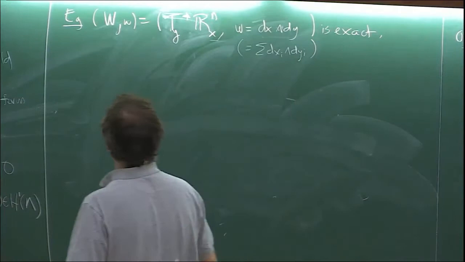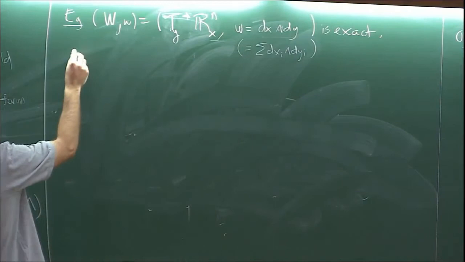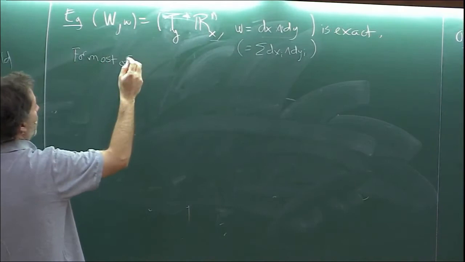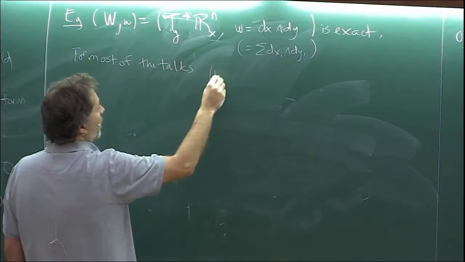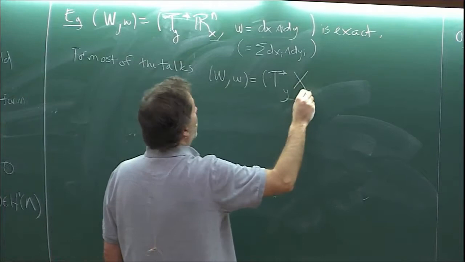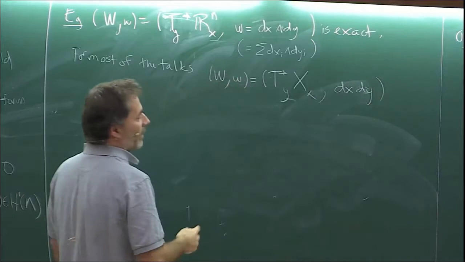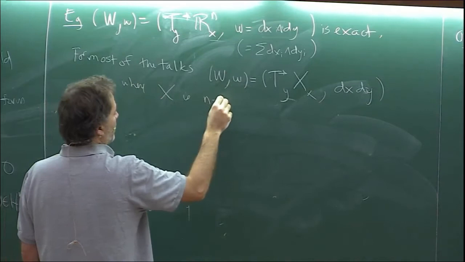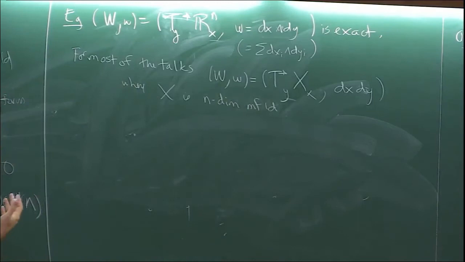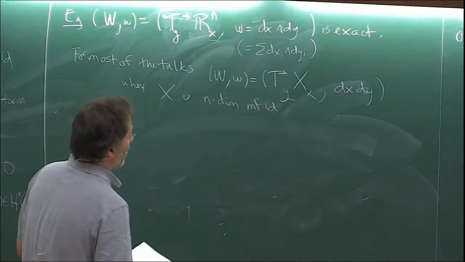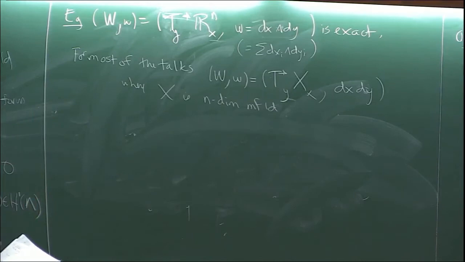And actually, for most of the talks that I'm giving anyway, we're going to look at something just only slightly more general. Here X is a smooth n-dimensional manifold, so the cotangent bundle of a manifold. And here x and y are just locally defined coordinates. So these are kind of the classical original first set of examples.